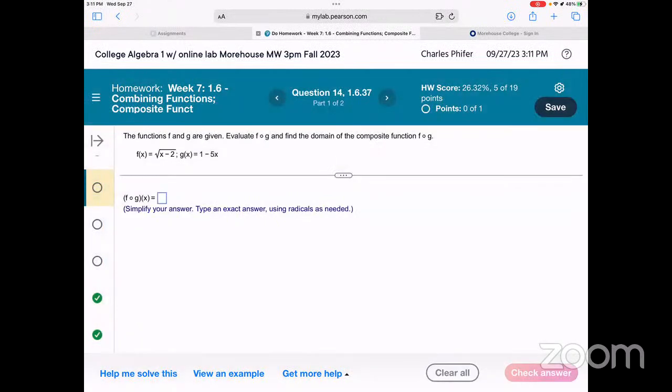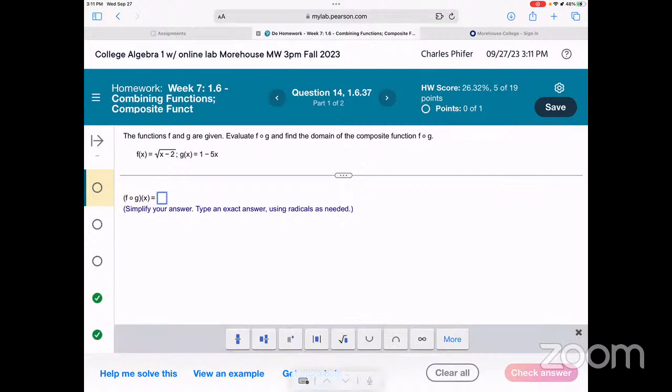The functions f and g are given. Evaluate f composed g and find the domain of the composite function. Okay, so f composed g means the second function inside the first function. So what I'm going to do is write the first function like normal, square root of x minus 2. But first thing we're going to do is replace each x with a blank parenthesis. So we got x minus 2, right? And then now into the blank parentheses, I put the function g, which is 1 minus 5x, okay?